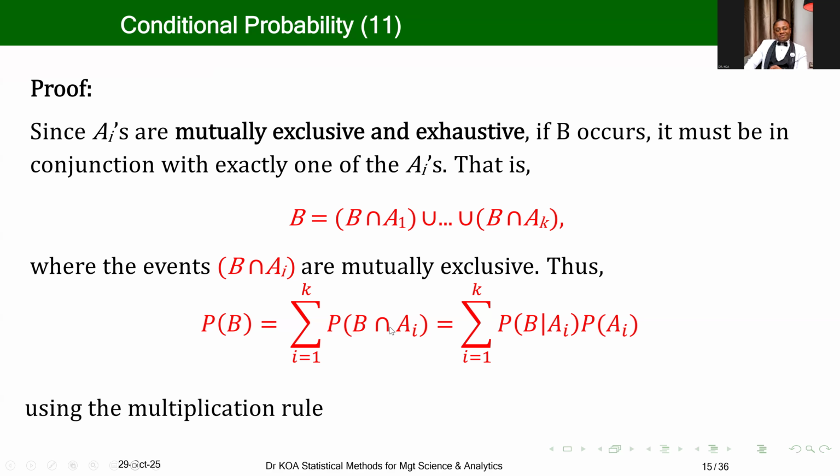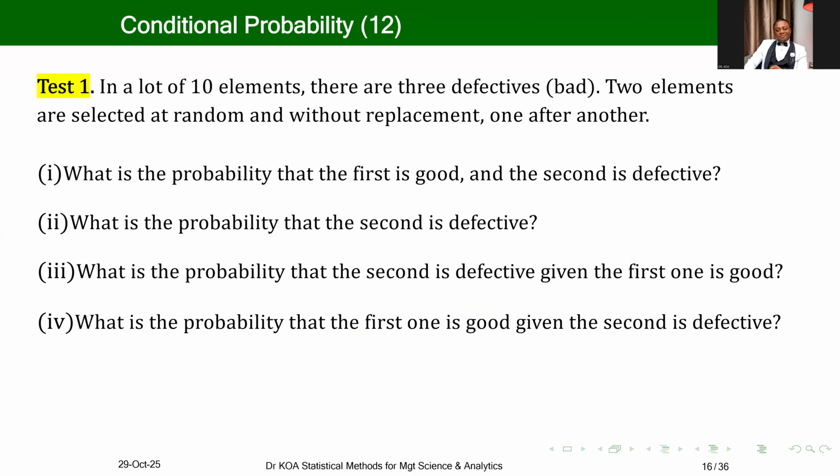This intersection of B and A, where A can be any of the multiple numbers, is the conditional probability of B given A multiplied by probability of A. But the summation of them is because we are summing this one too. This rule comes from the conditional probability theorem, and that is what helps us to establish the total probability.